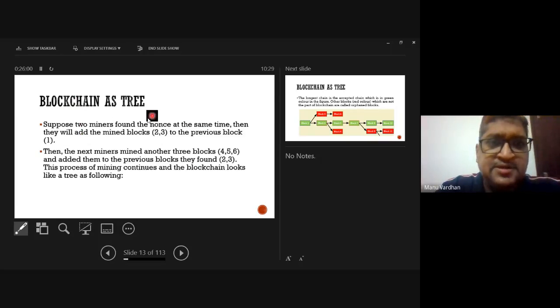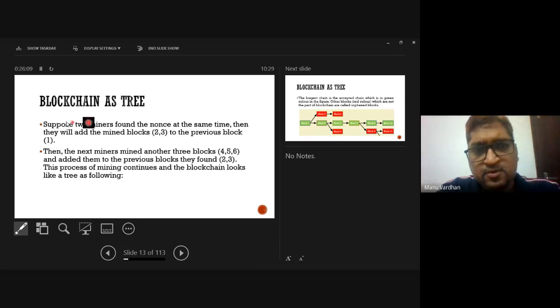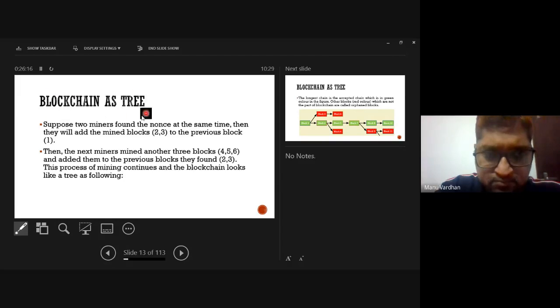Now, blockchain as a tree. This is a state when multiple blockchains are formed, but only one of them is the longest blockchain, and that is the valid blockchain. The other blockchains are considered invalid. It is a momentary scenario that will arise sometimes, where we have multiple blockchains instead of one. But out of those, only the longest blockchain will be considered the valid blockchain.